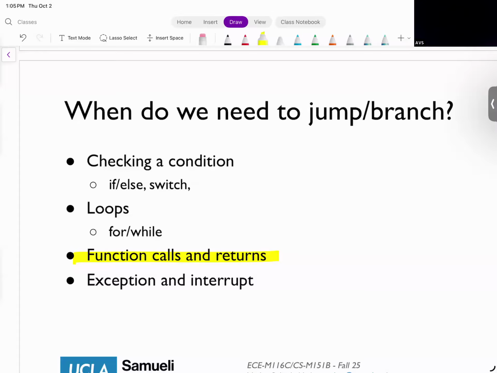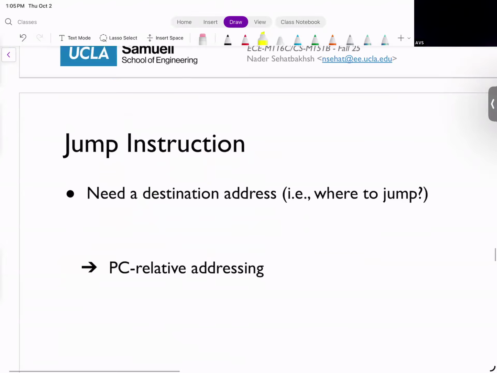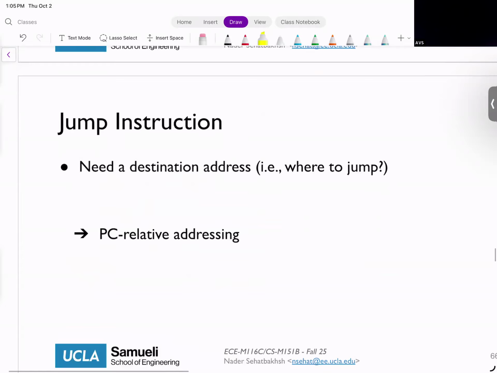And then there are also things like exceptions and interrupts. When the operating system wants to intervene, the way that the operating system intervenes is that it basically takes control of the PC and points the PC to a function that is controlled by the operating system. This is how the operating system and the regular program interact. Basically, they just manipulate the PC in order to achieve what they want to achieve. Okay? So let's see how we actually implement this in RISC-V.